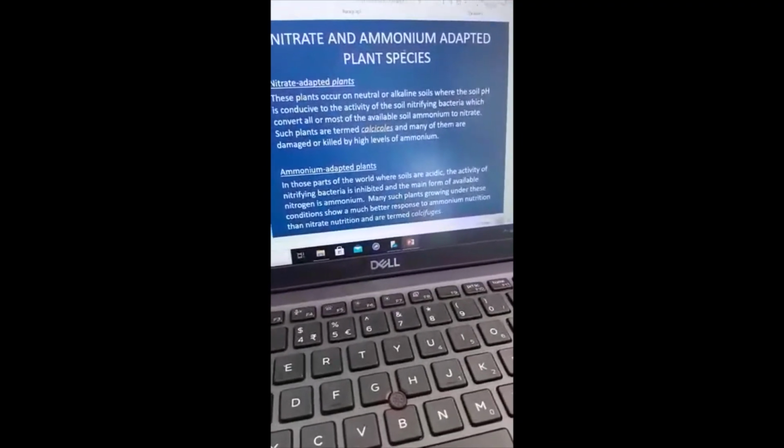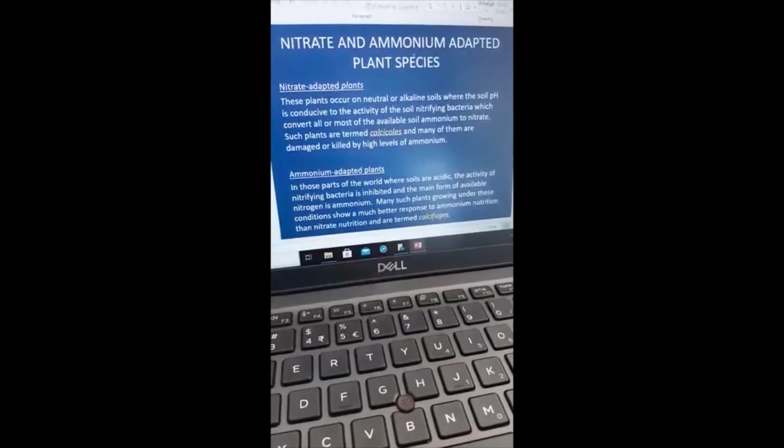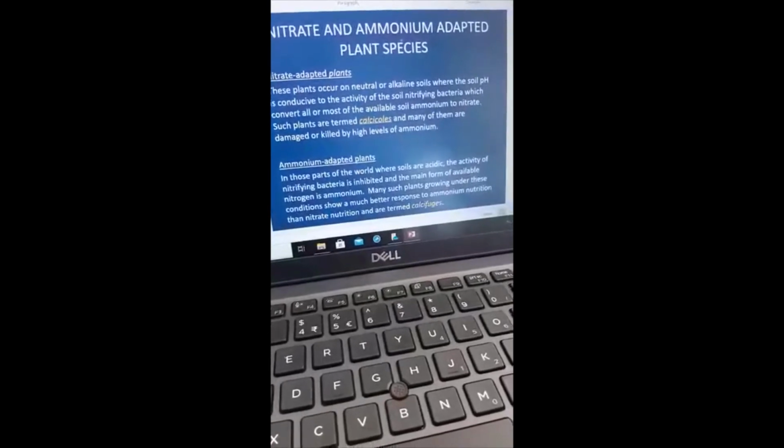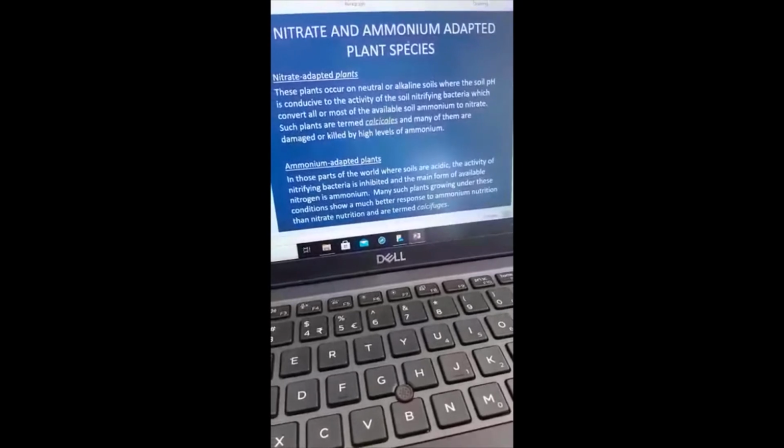What you can see on this slide is nitrate and ammonium adapted plant species. Please go through this slide. Everything is so self-explanatory.